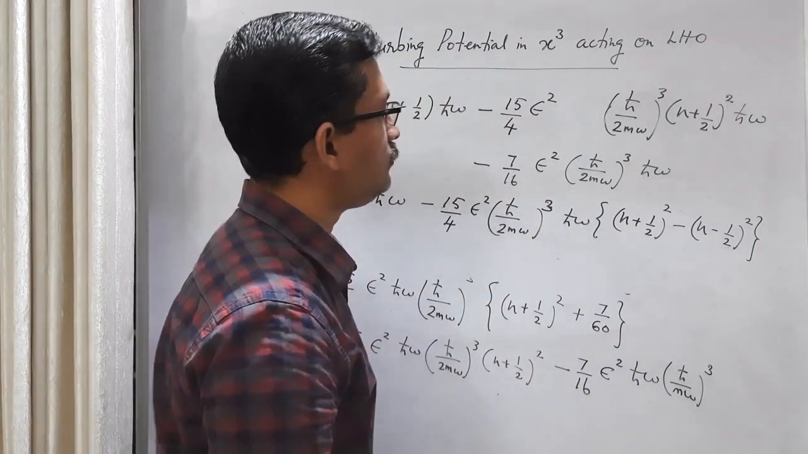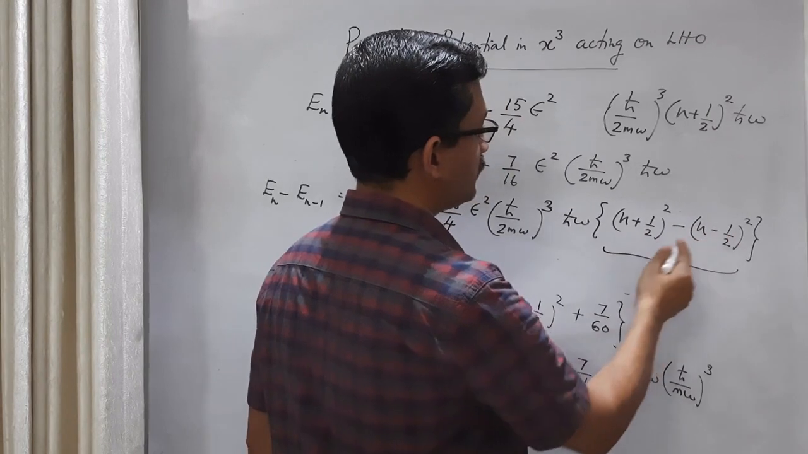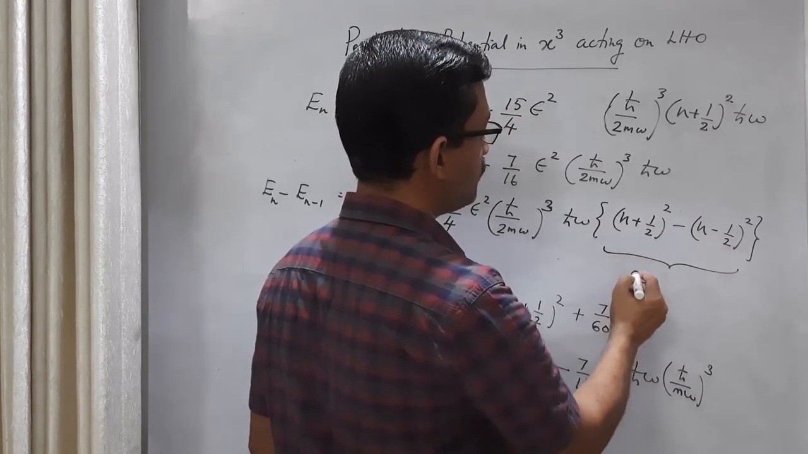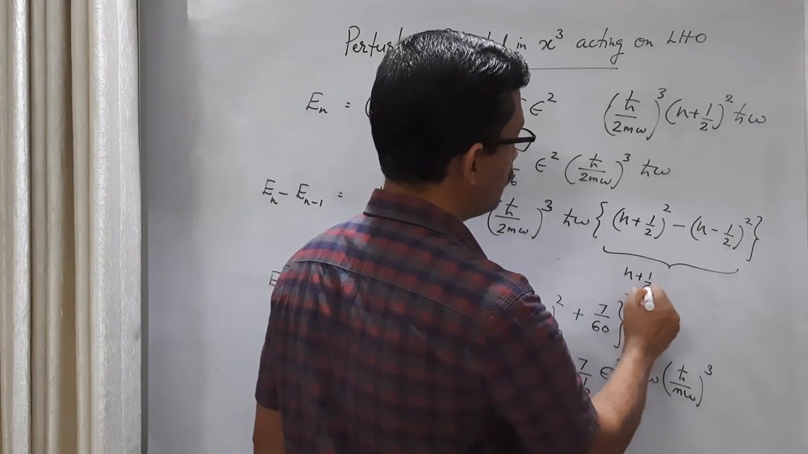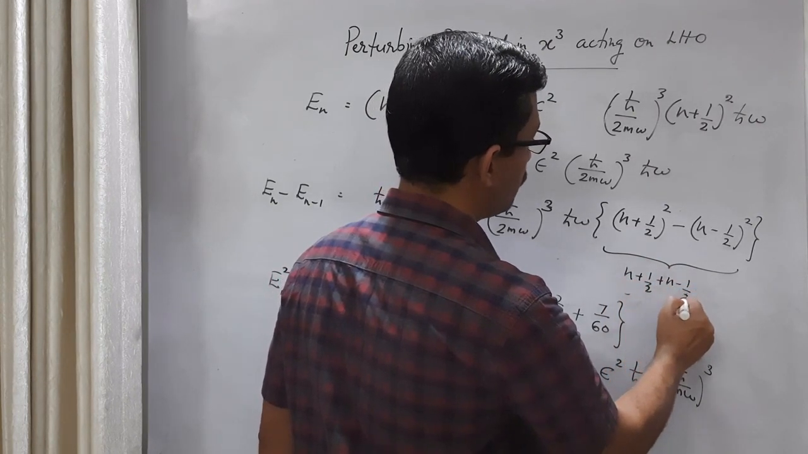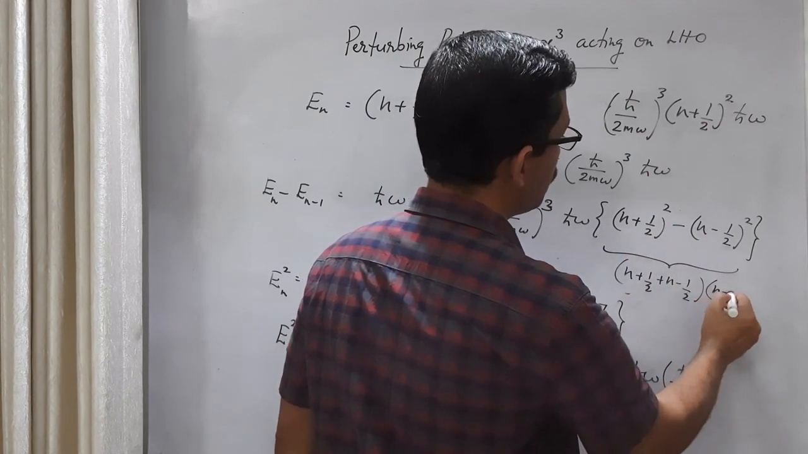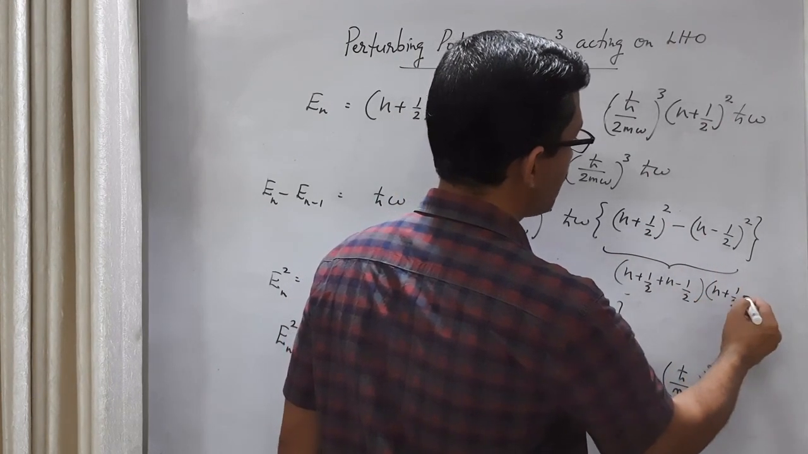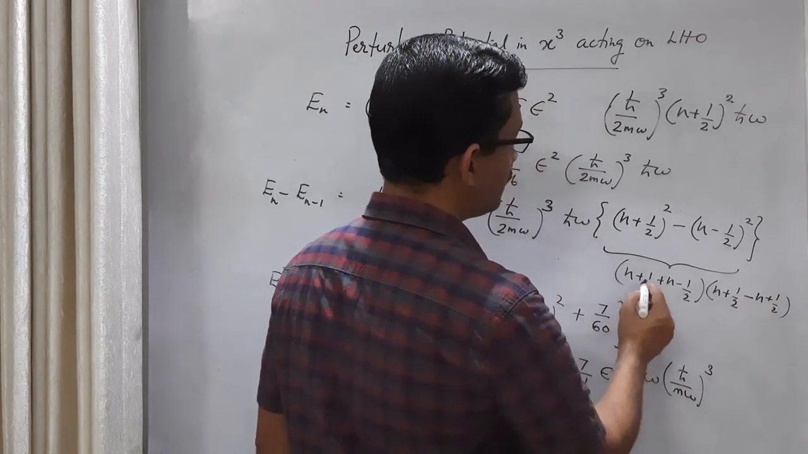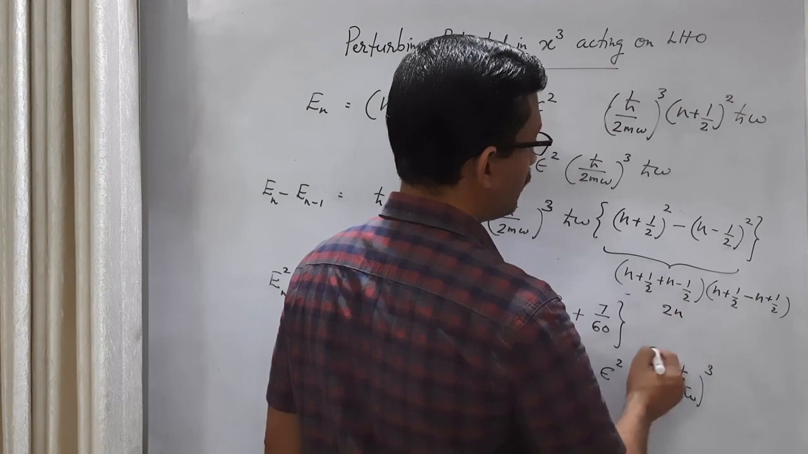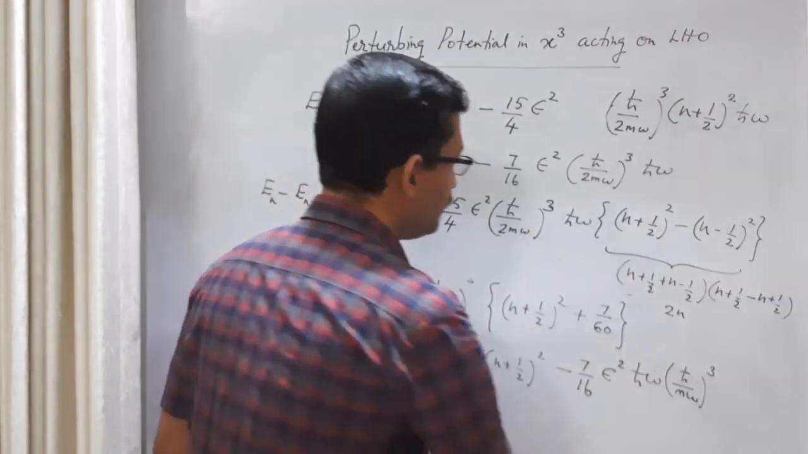So what is the value of this term? A square minus b square is a plus b into a minus b. What is this a plus b? n plus half plus n minus half, into a minus b, n plus half minus n minus half. That is 1. So here we get 2n and here we get 1. So this entire term will be 2n.